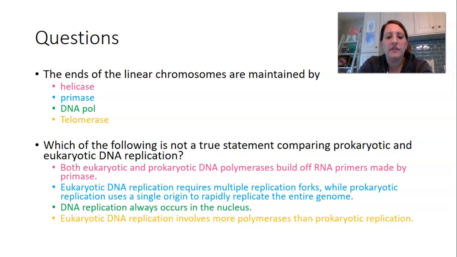Okay, next question. Which of the following is not a true statement comparing prokaryotic and eukaryotic DNA replication? So in pink, both eukaryotic and prokaryotic DNA polymerases build off RNA primers made by primase. Blue, eukaryotic DNA replication requires multiple replication forks, while prokaryotic replication uses a single origin to rapidly replicate the entire genome. Green, DNA replication always occurs in the nucleus. Or yellow, eukaryotic DNA replication involves more polymerases than prokaryotic replication. Okay, so which is not a true statement.